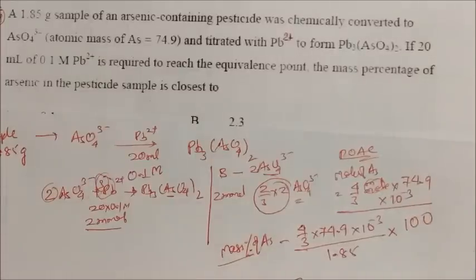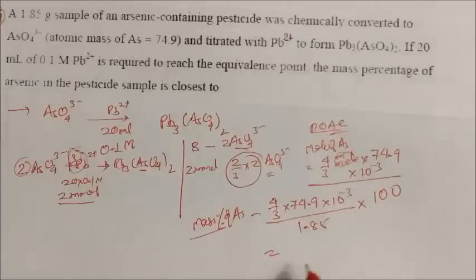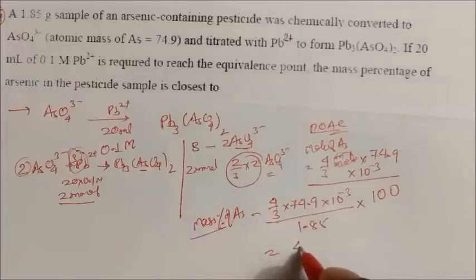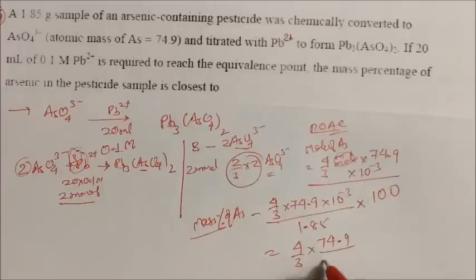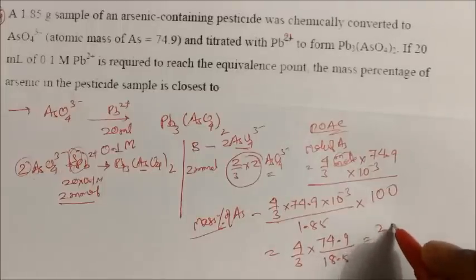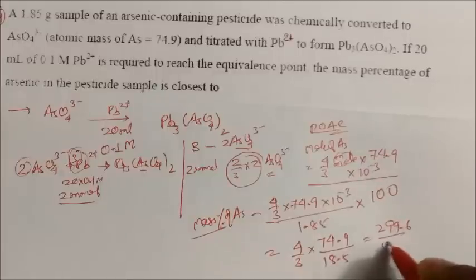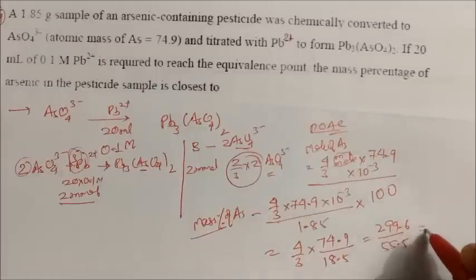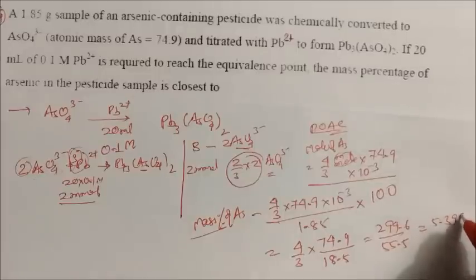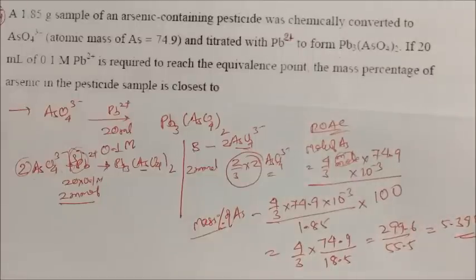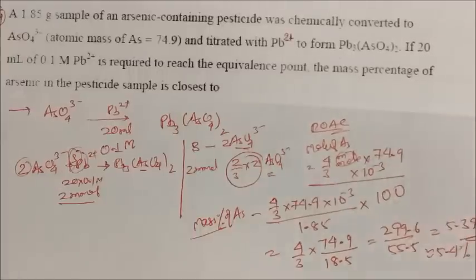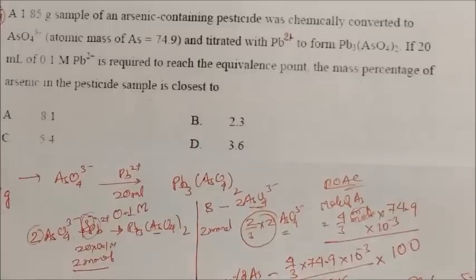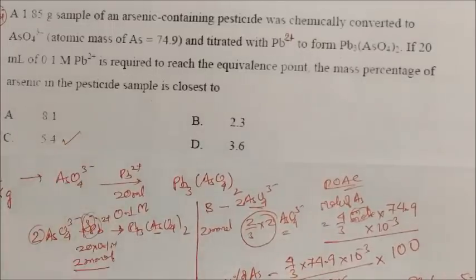So on solving, how much will you get? You will get this equation, 4 by 3 multiplied by 74.9 divided by 18.5. If you solve it again, you will get 99.6 divided by 55.5. If you solve it, you will get 5.398%. So 5.39 is almost equal to 5.4%. Let us see what the answer is. If you compare, what is given here is 5.4.